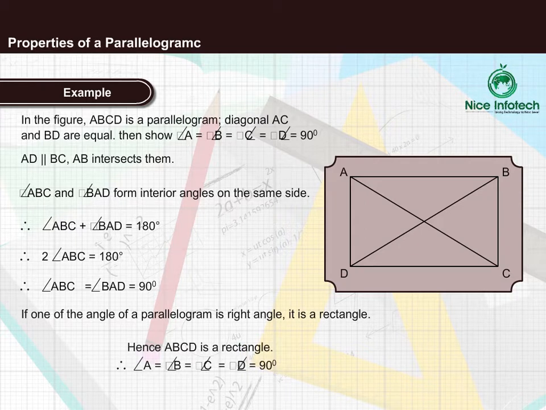Hence, ABCD is a rectangle. Thus, angle A equal to angle B equal to angle C equal to angle D equal to 90 degrees.